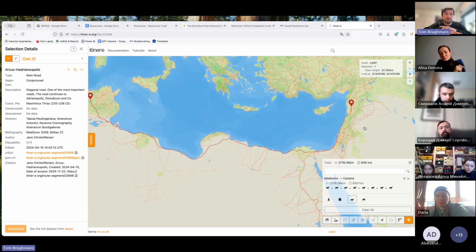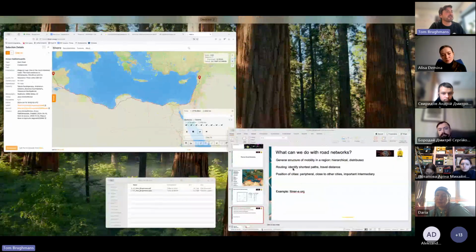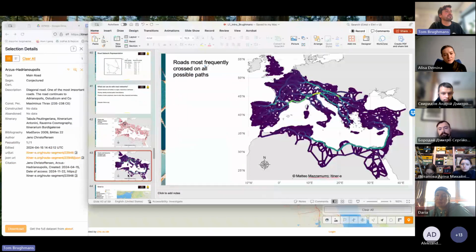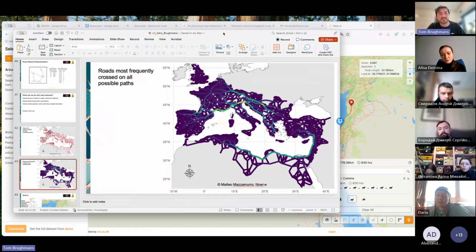But there are millions of places in the Roman Empire. Imagine if you calculate a path from every one of these places to every one of these other places. It's like a representation of all possible mobility throughout the Roman Empire. You can do that, and we've done that. And then you see stuff like this. And I hope you can see my slide here.